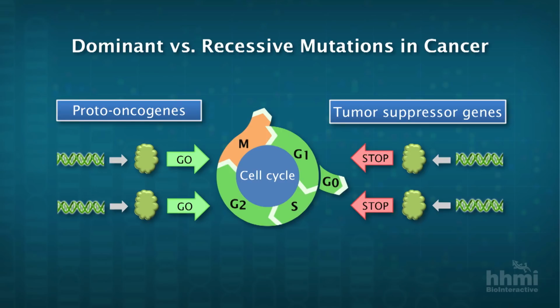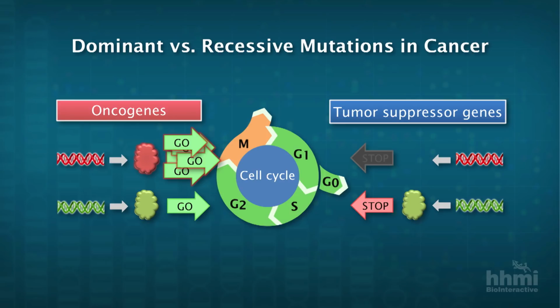So you can think of this genetically now. On the left-hand side, you've got two copies of a proto-oncogene. If one gets mutated, it's dominant. A mutated protein drives the cell cycle as a go signal. Whereas on the right-hand side, you have a tumor suppressor gene. One copy gets lost, there's no protein made, but the cell cycle is still okay until you lose the second copy, and you have a mutant form of the protein or a missing form, and the cell cycle proceeds inappropriately.